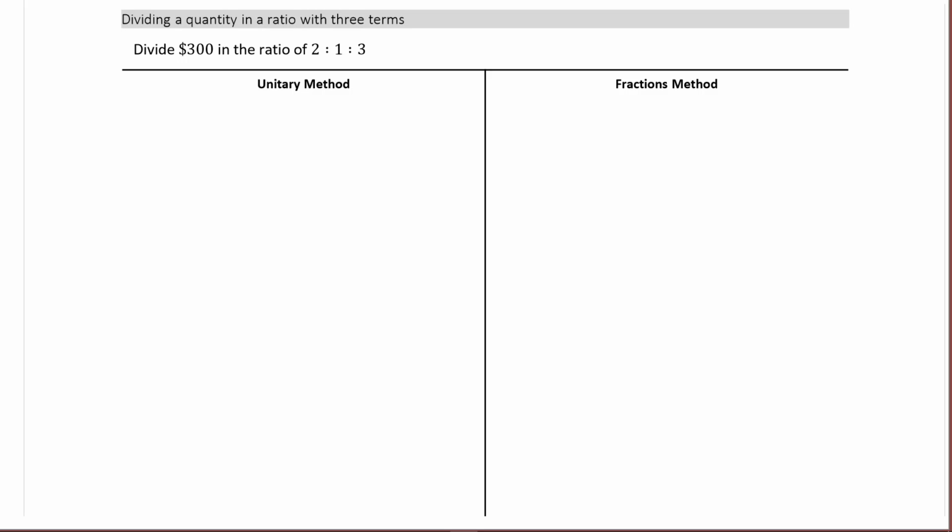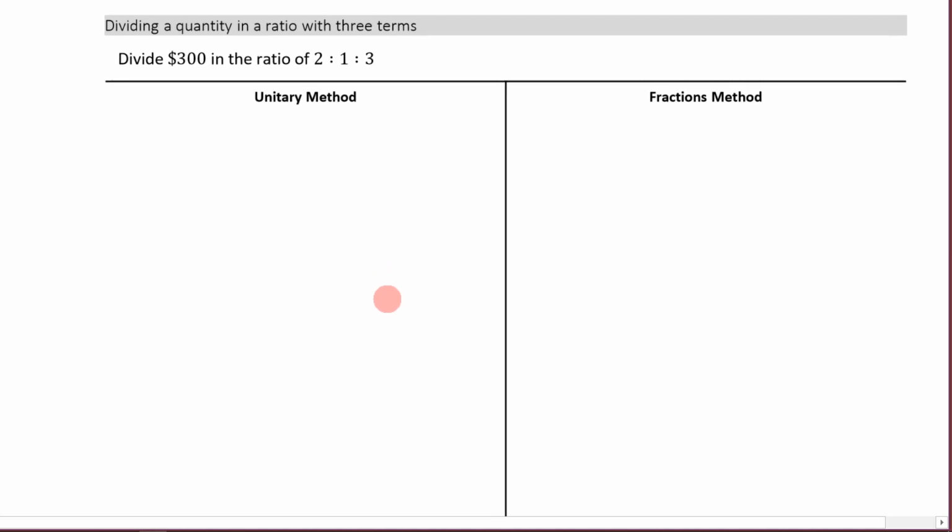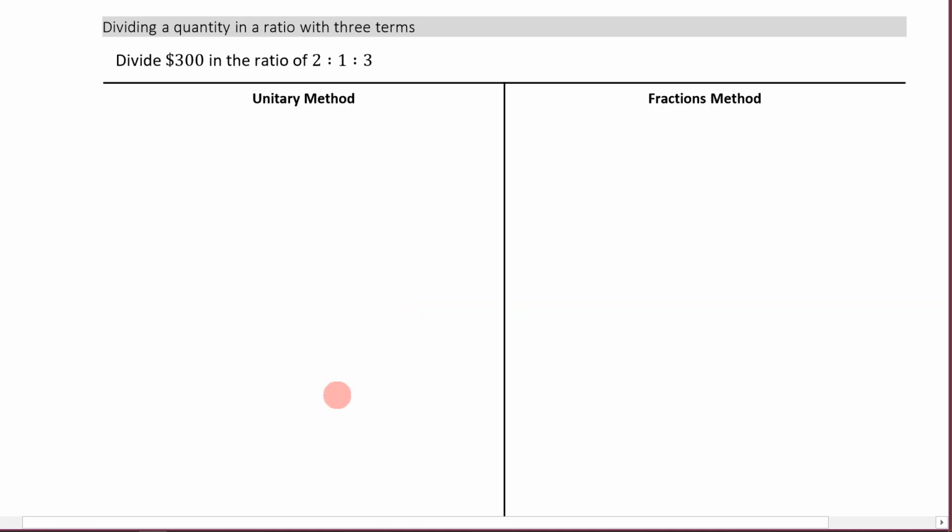Welcome to the next part of this video. We're going to be answering this question, and what we're doing here is dividing a quantity in a ratio with 3 terms. So this is how this one is different. We have 3 terms as opposed to 2 terms. So it says divide $300 in a ratio of 2 to 1 to 3. So as you can see, I have 1, 2, 3 terms there.